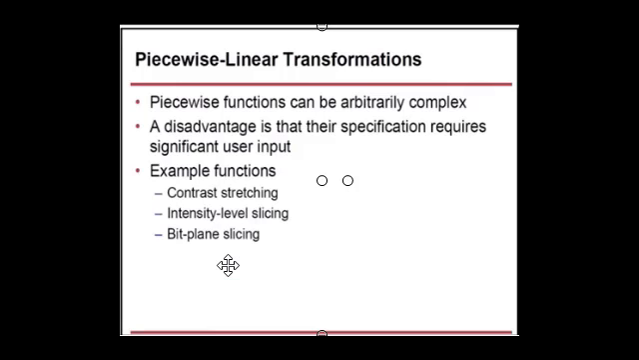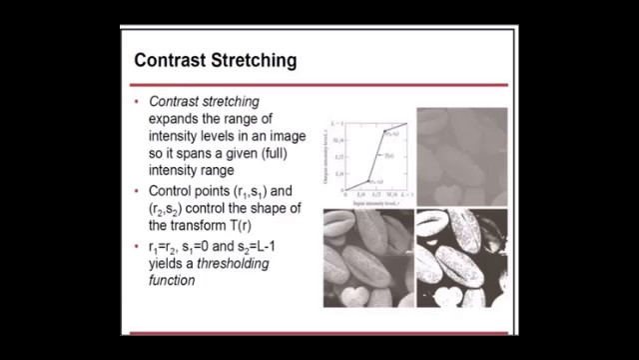Piecewise linear transformation is another segment. Examples include contrast stretching, intensity level slicing, and bit plane slicing. Contrast stretching means expanding the range of intensity levels. See, this is the original image. If we change it, we will get an image like this. It is completely a binary image.